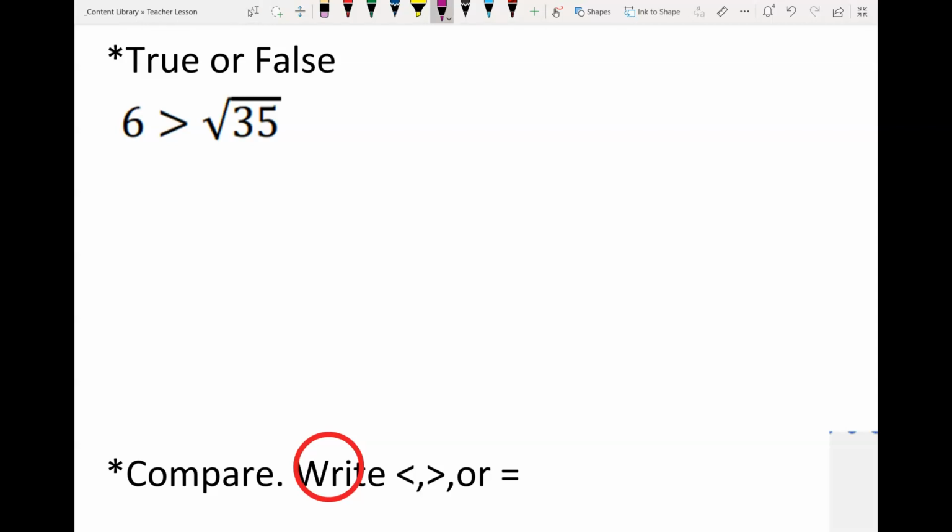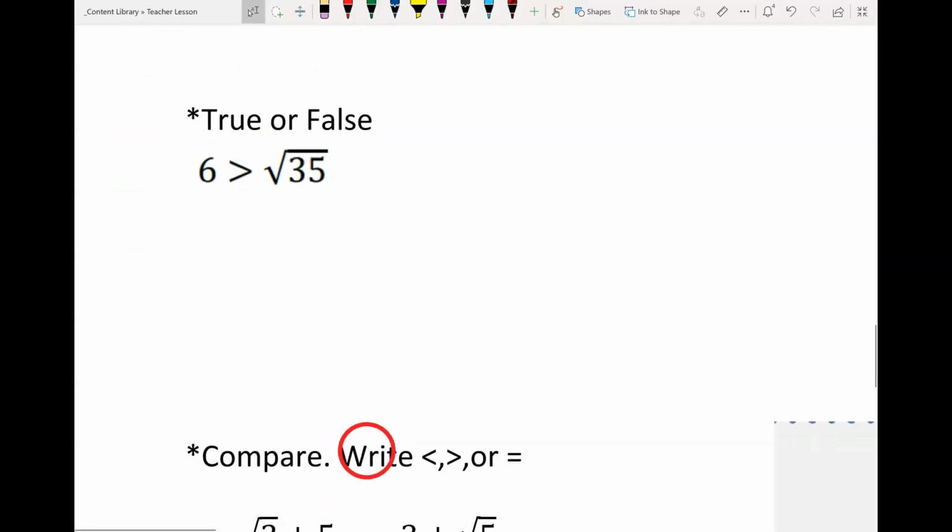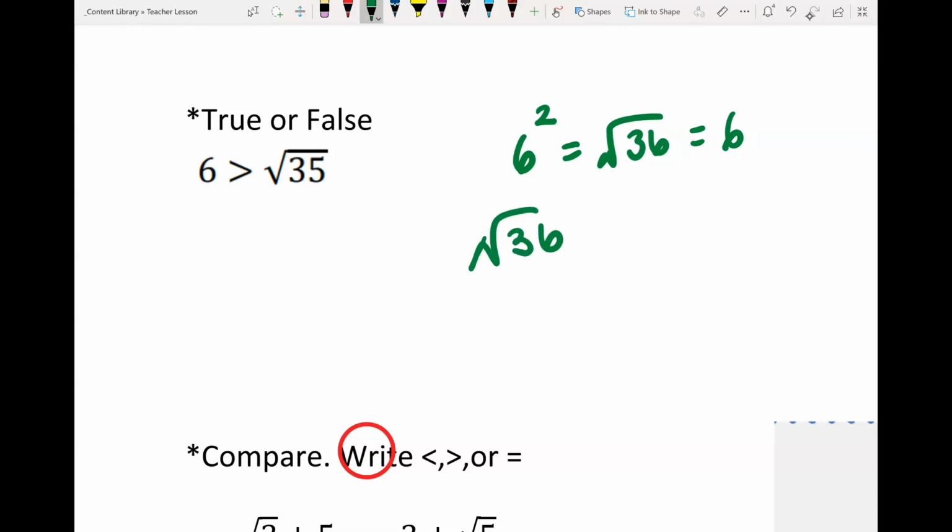Well, let me ask you this. To make 6 a perfect square, let's write it on this side. 6 squared is equal to 36, so the square root of 36 is equal to 6, right? So we're going to ask ourselves, is the square root of 36 greater than the square root of 35? And that is a true statement.